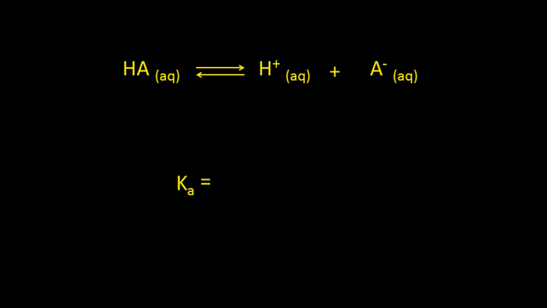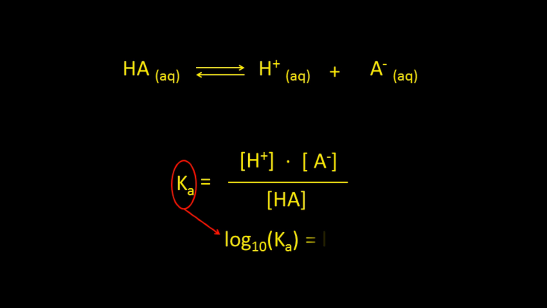It is equal to the concentration of hydrogen cations, which are the protons, multiplied by the concentration of the conjugated base of the acid, divided by the concentration of the weak acid. In practice, we use the logarithm to base 10 of this constant, the log to base 10 of Ka, or more simply log Ka.